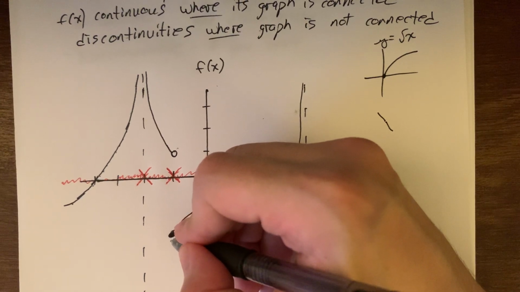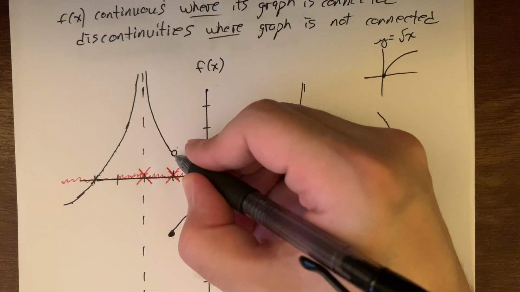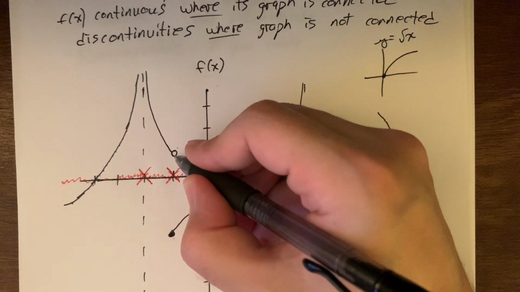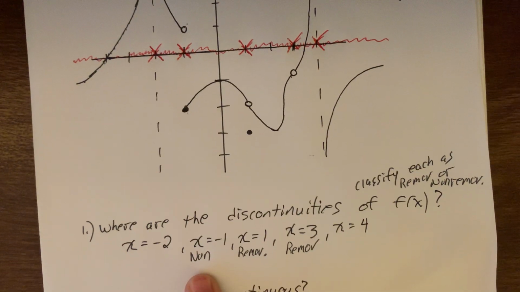It's only one single point. So sure, you could fill that in and make it a filled-in hole, and that's changing one point, but it doesn't fix the disconnection. So therefore, -1 is non-removable.